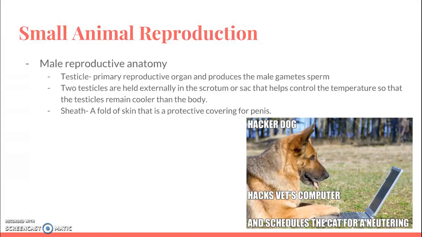So male reproductive anatomy, testicles or testes. These are the primary reproductive organ. They produce the male gamete, which is the sperm. The two testicles are held externally in the scrotum, or the sac that helps control temperature. Testicles have to remain cooler than the rest of the body because sperm are very particular, and if they get too hot, they can actually die, and then you don't have any sperm to fertilize eggs with. The sheath is a fold of skin that is a protective covering for the penis.